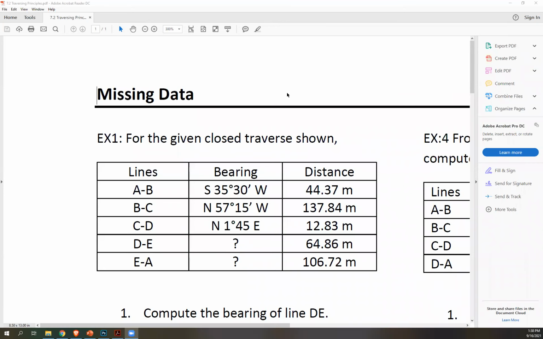So the last topic for Module 1 is missing data. Let's jump right into examples in order to better understand what that means.